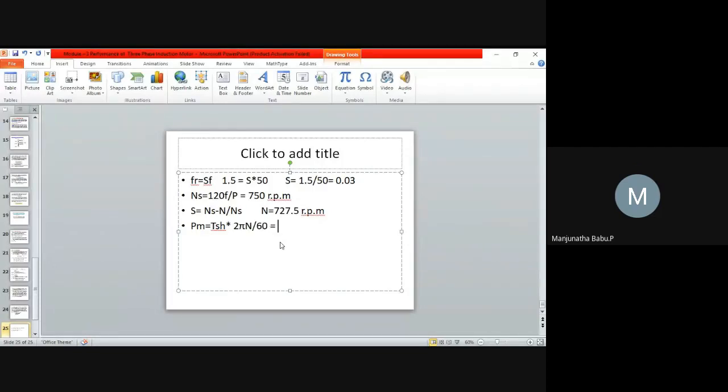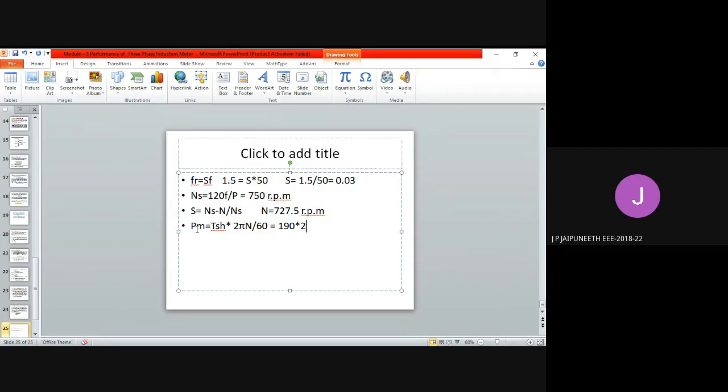How much are you getting? 13K, sir. 13.7K is the power output, sir. How much are you getting? 13.13706. Okay, fine. I think that is the output power, so it's not PM. It is output power. Yes, sir.